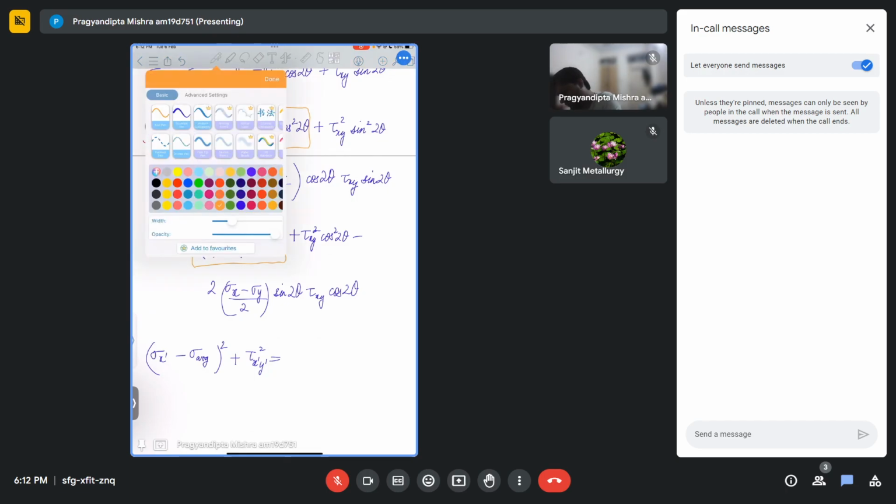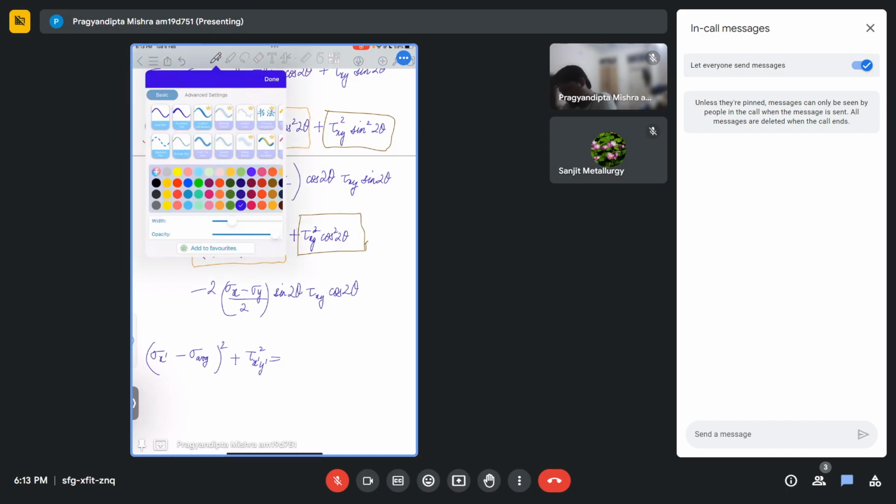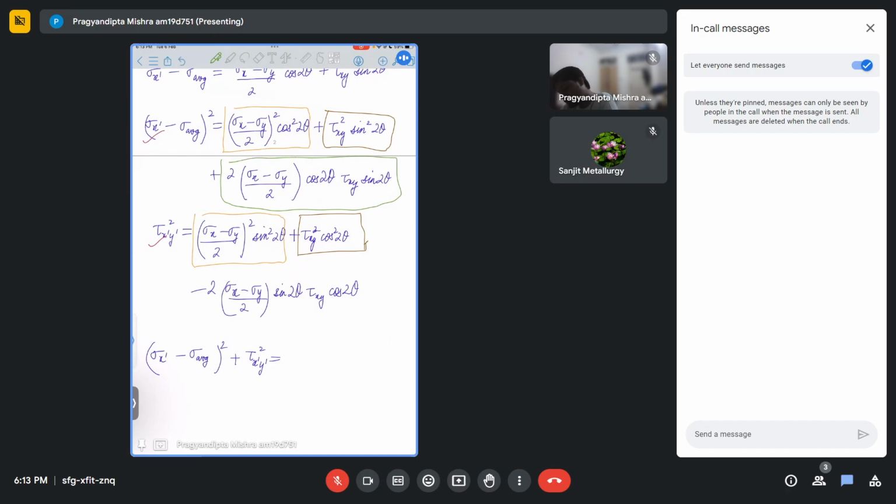Now similarly, the other term, if I represent it, let's say in another color, this term and this term is also of the same form, right? So these two terms are also of the same form. So I will again get only tau xy square left, and these two terms are exactly equal, the final two terms. The term I'm representing in the green box, these two terms are just negative of each other, so they'll just cancel each other out. So finally we'll be left with only sigma x minus sigma y by 2 the whole square plus tau xy square.